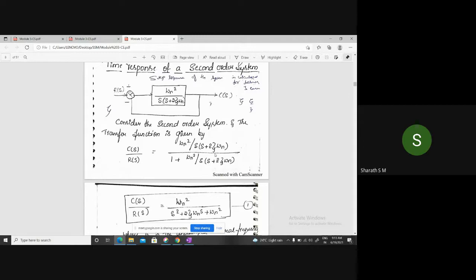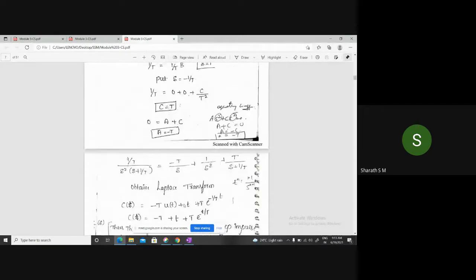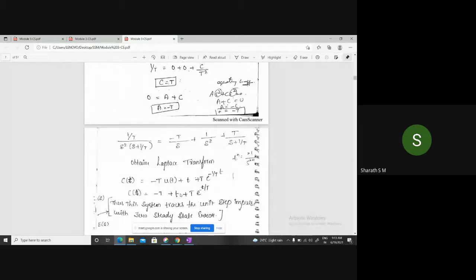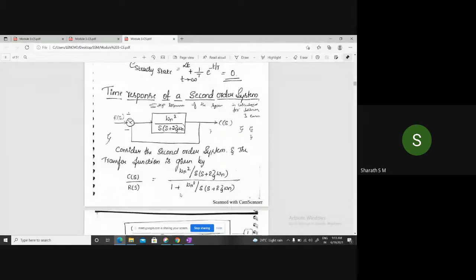So simplify this, cancel the denominator terms. We'll get the transfer function as omega n squared divided by s square plus 2 zeta omega n s plus omega n square. So this is the transfer function or time response for second order system. This is the standard equation. In the same way for a first order system, this is the standard equation, 1 over t divided by s plus 1 by t. So these two equations we need to remember to solve the problems.